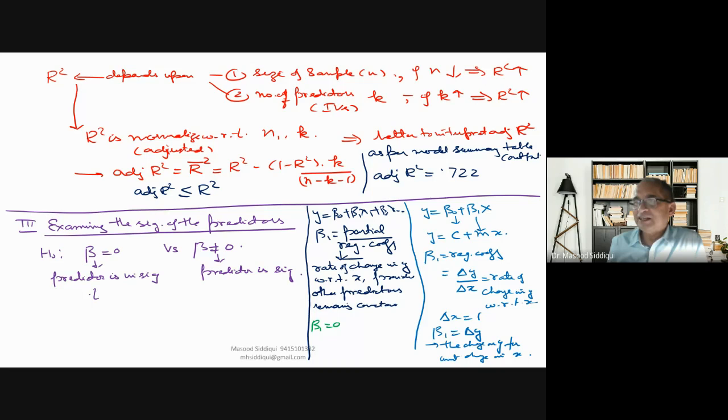This is done by the t-test, which is equal to beta cap divided by the standard error of beta. You can ignore the formula. It follows the t distribution. And if the p-value, the significance of t, is less than 0.05, we say that we reject H naught at 5%. So rejection of H naught means beta is not 0. It means the predictor is significant.